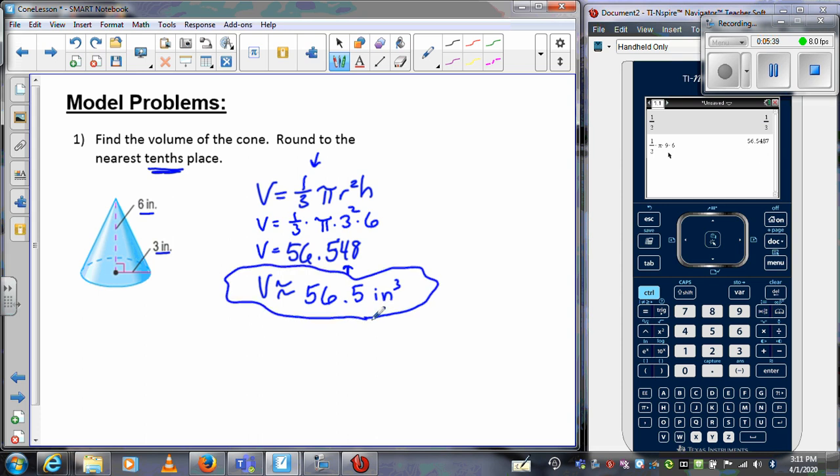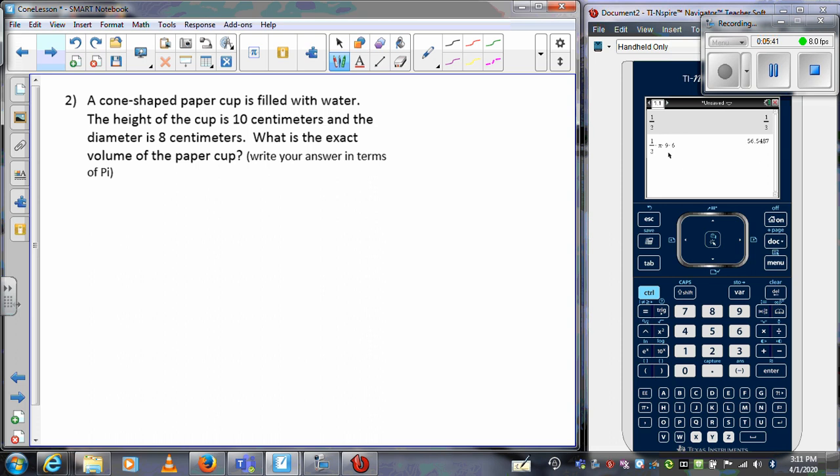Okay, let's try another one. A cone-shaped paper cup is filled with water. Oh, you've seen these. These are things you might see at a water cooler. So here we have a cone-shaped paper cup. Now this thing is filled with water. The height of the cup is 10. So from top to bottom, that's going to be 10 centimeters. And the diameter is 8, so that means going all the way across here. That's going to be 8.